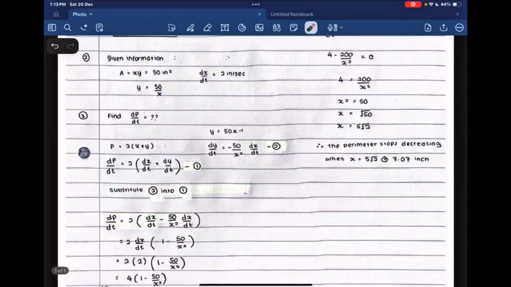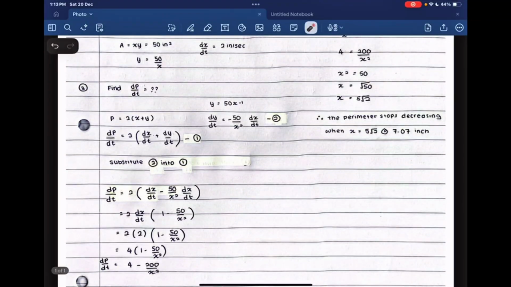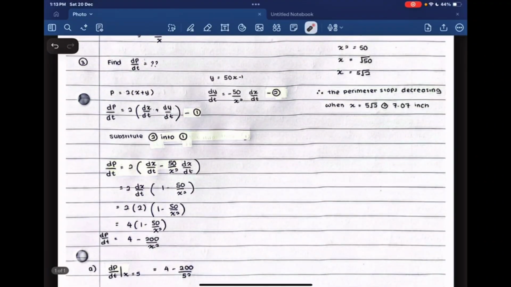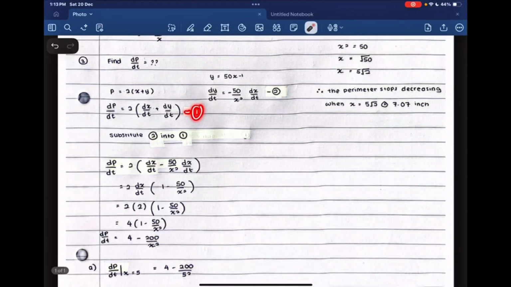So first we have to find the dP/dt equation. To find it, we can use the perimeter formula, which is 2 times (x plus y). First we have to differentiate P with respect to t, and we will get this equation. So we just have to substitute the dx/dt value and dy/dt value.